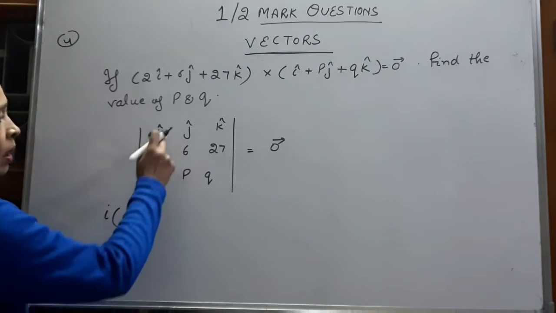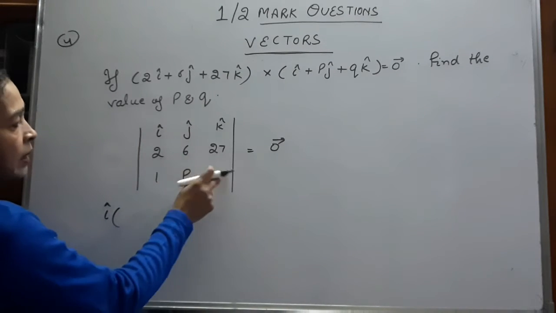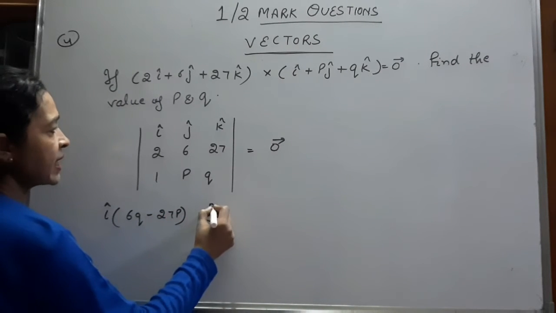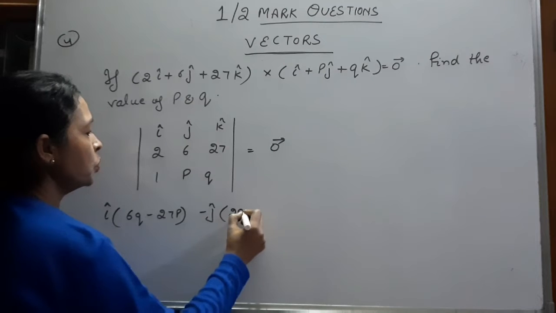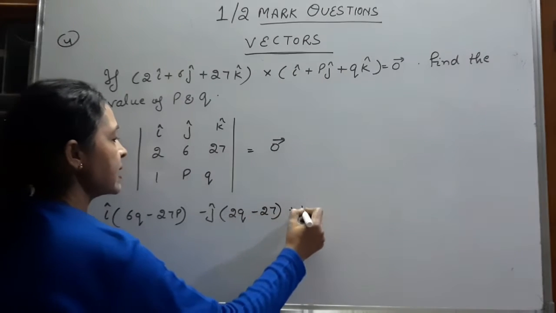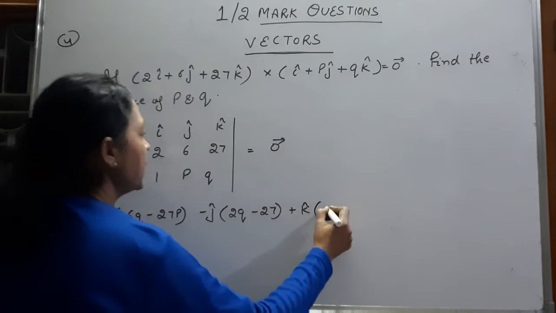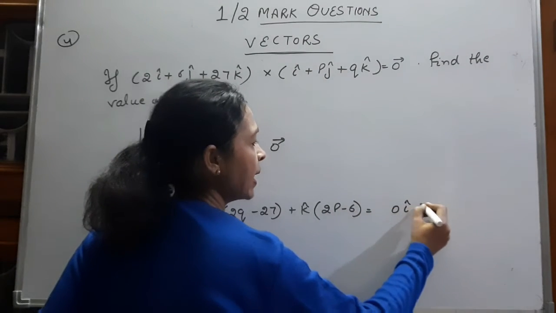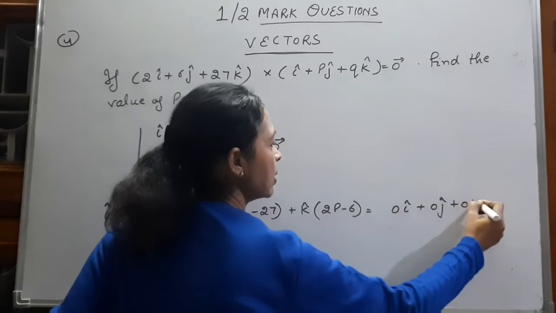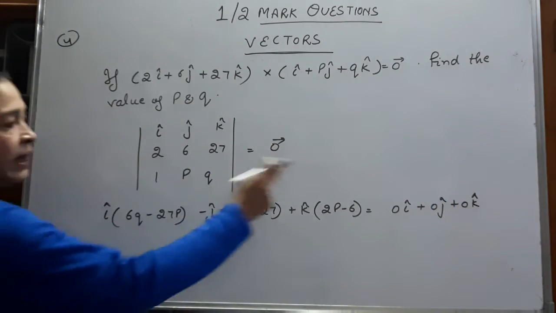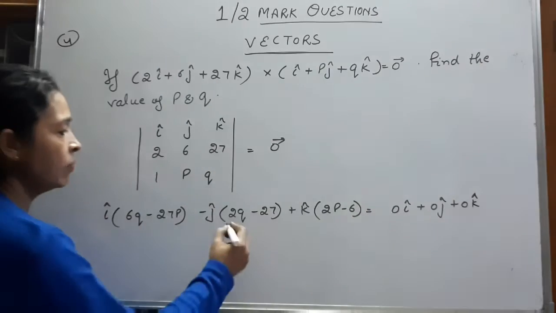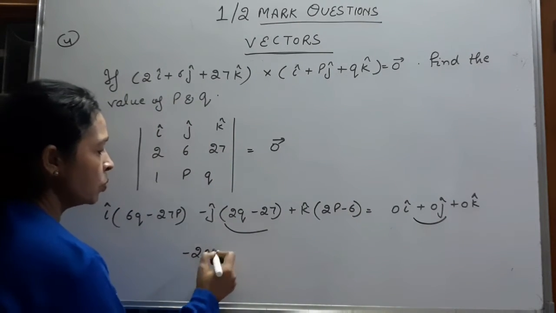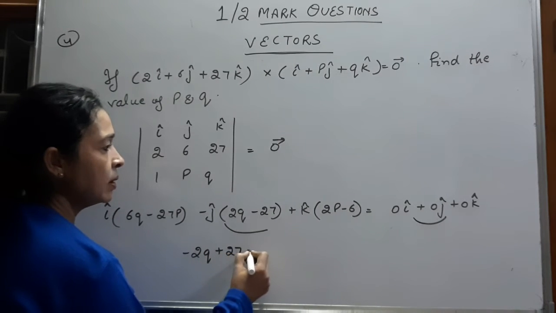Now this is i cap 6 into q, 6q minus 27p, minus j cap 2 into q, 2q minus 27, plus k cap we have 2p minus 6, and this is equal to 0 vector, 0 i cap plus 0 j cap plus 0 k cap. Now on equating i with i, j with j and k with k, first we are taking, we have minus 2q plus 27 equals 0.